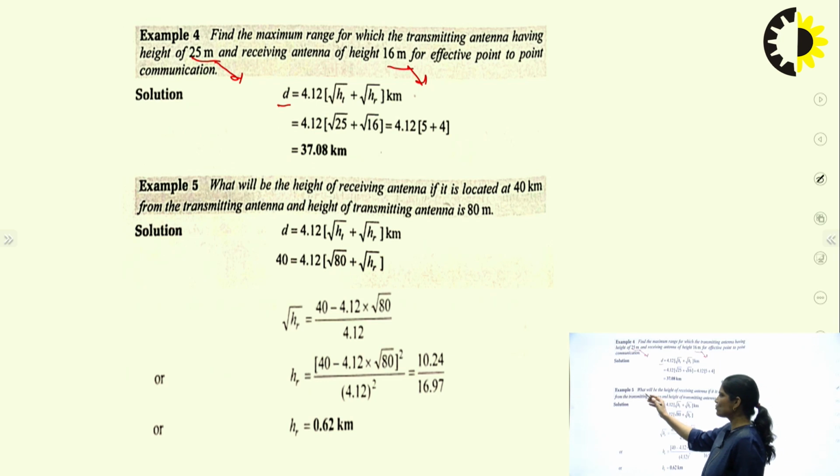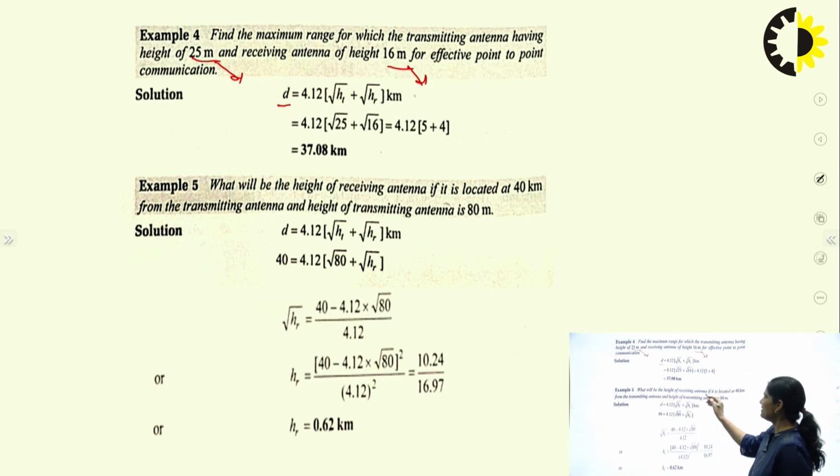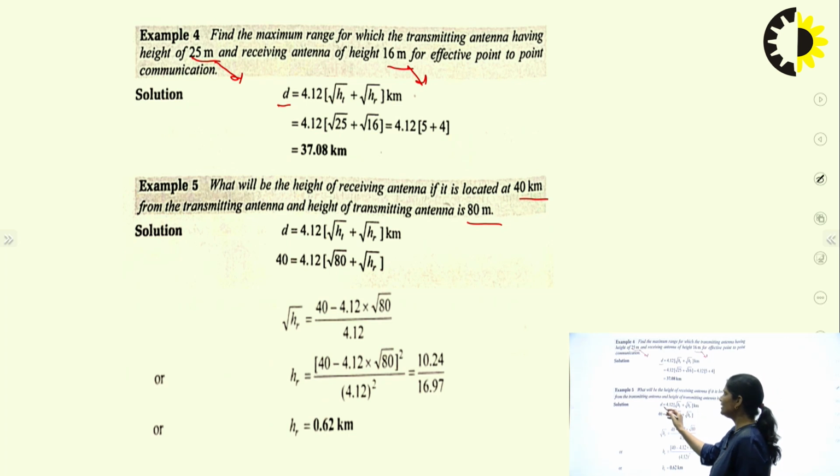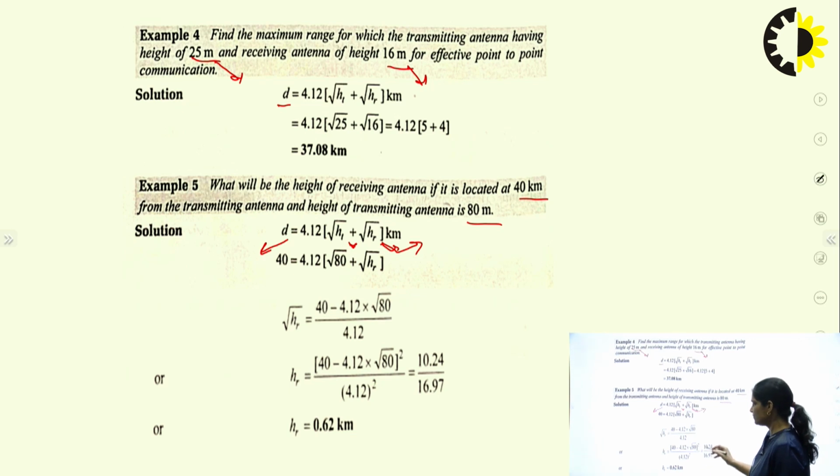The next question is, what will be the height of the receiving antenna if it is located 40 kilometers from the transmitting antenna and the height of the transmitting antenna is 80 meters? So we can find d, which is equal to 4.12 in bracket under root ht plus under root hr. You can put in the values of d and ht, and find hr from this equation. Put all these values and you get hr equal to 0.62 kilometer.